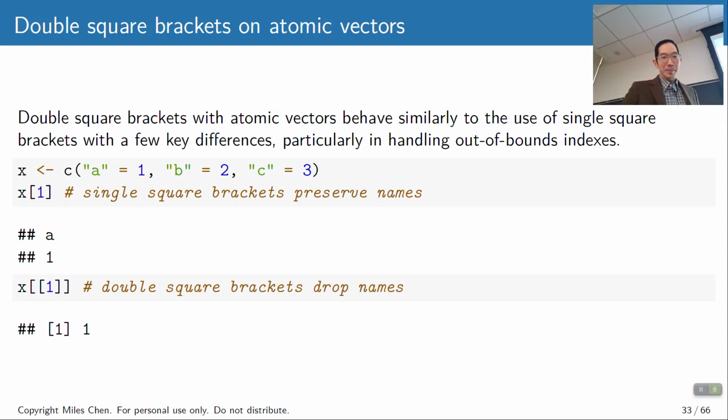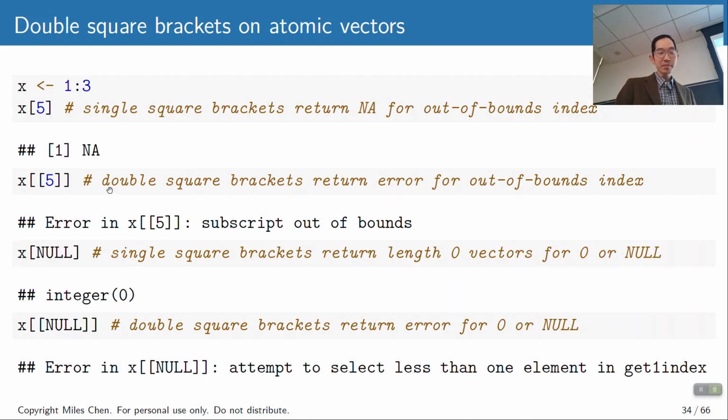All right. Let's see, double square brackets on atomic vectors, you can do this. You can take some vector and use single square brackets, which is how we normally subset an atomic vector, but you can also use double square brackets. One difference is that if the vector is named, it drops the name.